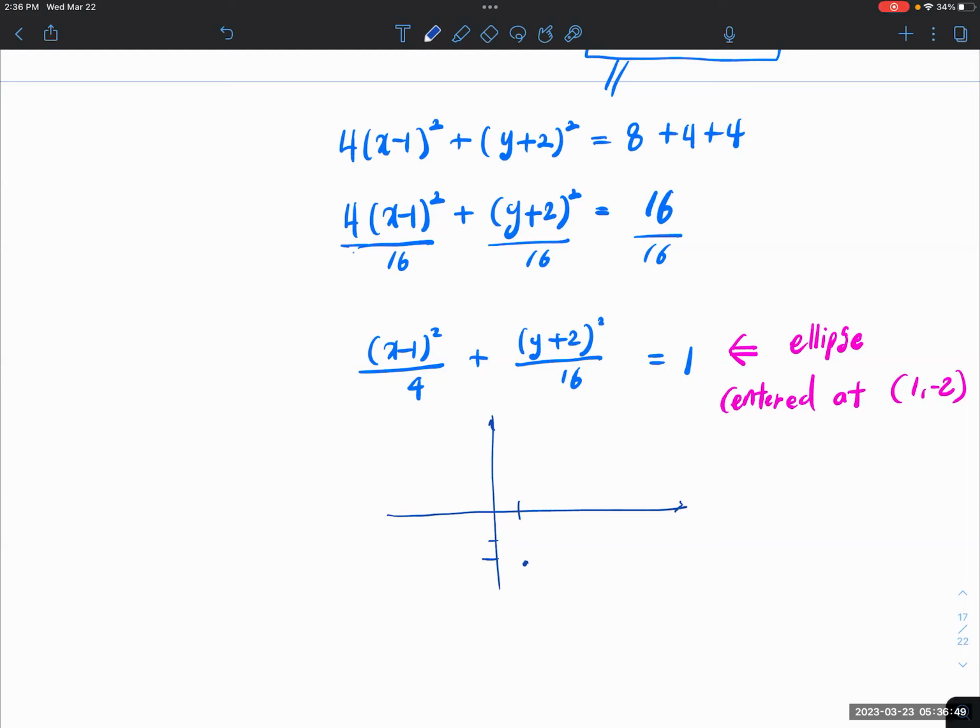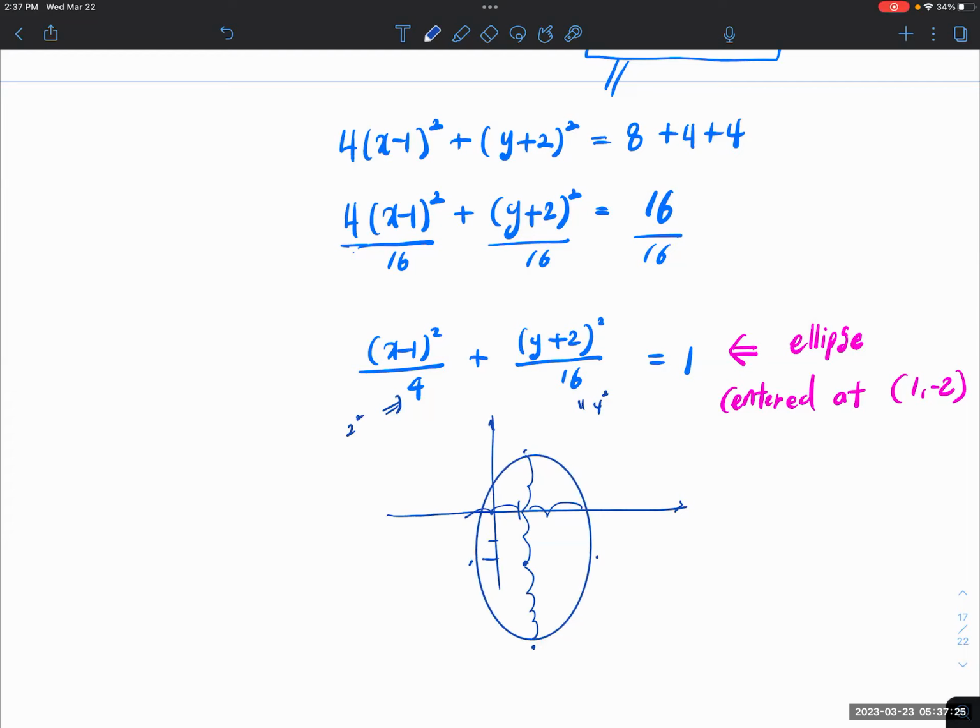So on the x-axis, you have 4 differences, and then you have to go to actually 2, because this is 2 squared and this is 4 squared. So from here, you go up the y-axis 4 more: 1, 2, 3, 4, and 1, 2, 3, 4. So it's going to be something like that. This is an ellipse.